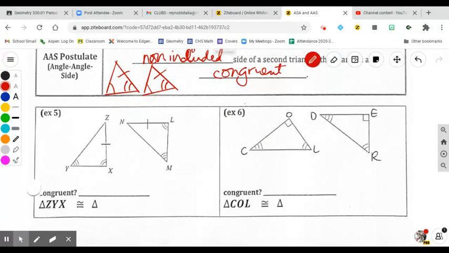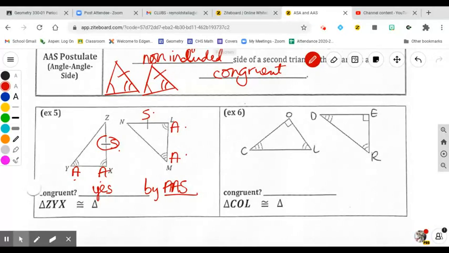So number 5, these are not touching, so you can't add in anything, and you actually don't really need to because look at what we have here. See how this angle is congruent to this one? X is congruent to L, and then we have this side that matches. So see how this is angle, angle, side, angle, angle, side. The side that's marked is not between the two. That would have been angle, side, angle. So these are congruent, and we would say by angle, angle, side.